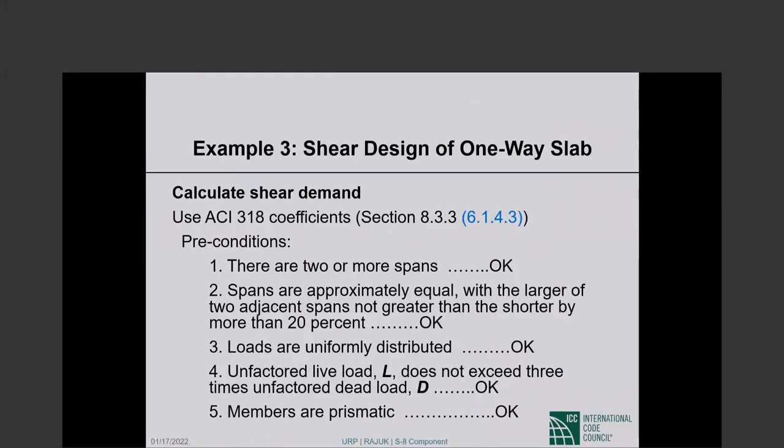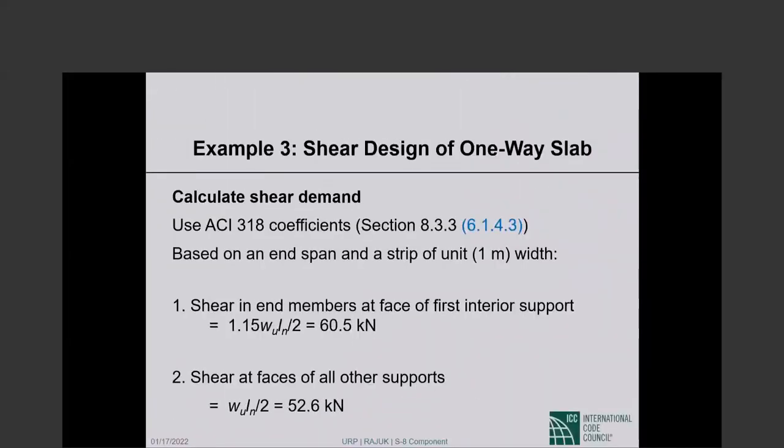Now we want to find the shear at the support by using empirical expressions that are in ACI 318 section 8.3.3. In order to be able to use those, there are some preconditions to be met, and here we are saying that all the preconditions are met. You can read those. Okay. So based on an end span and a strip width of 1 meter, shear in end members at face of first interior support is 1.15 W sub U L sub n over 2. That's the shear in end members at face of first interior support.